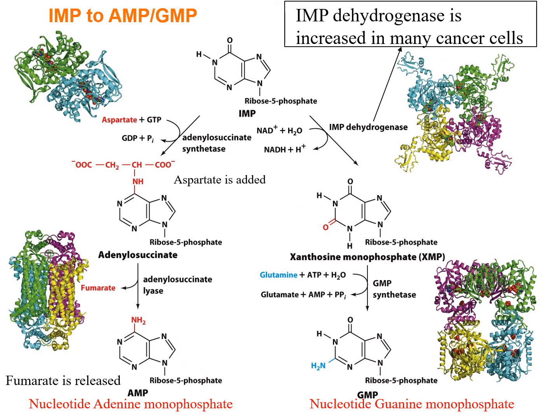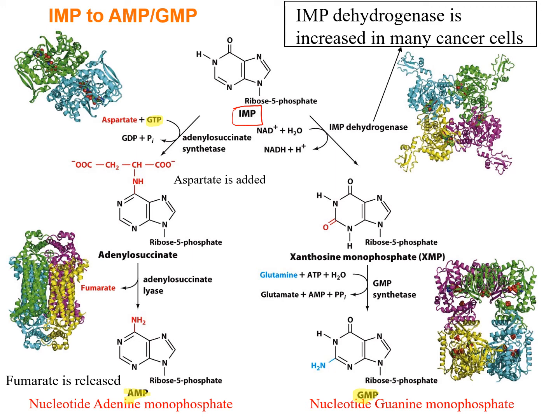Now it's decision time for the cell. IMP is made, and we need to generate AMP and GMP, which are both of our purines. And so notice here, before we step any further, notice that to make AMP, we need the energy of GTP. Where does GTP come from? GTP comes from GMP. It's very easy to phosphorylate GMP to GDP and also GTP as well. So those are kinases that do that.